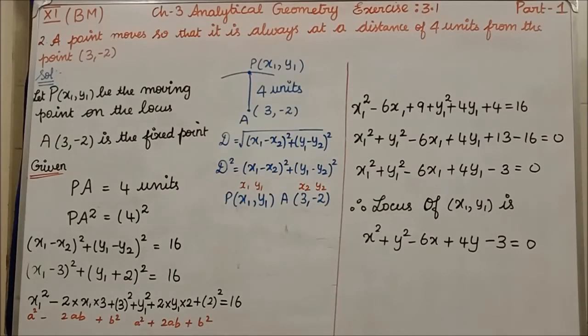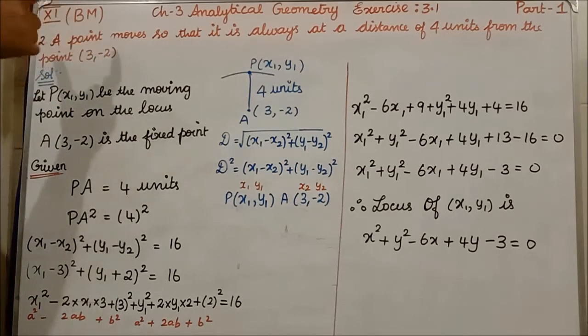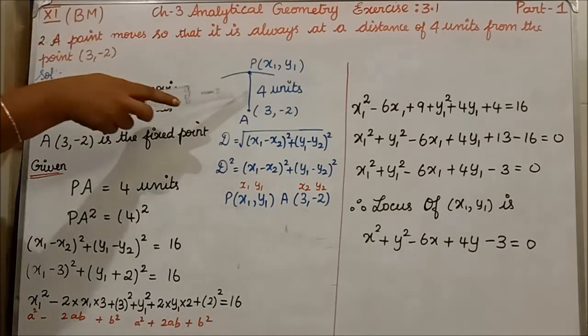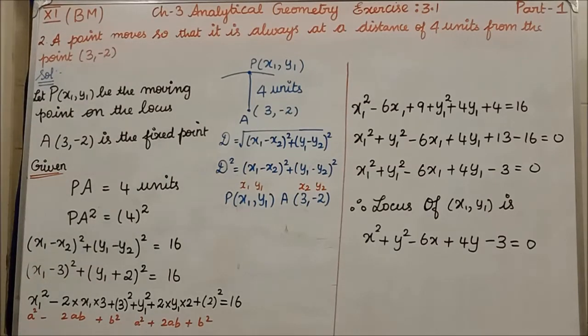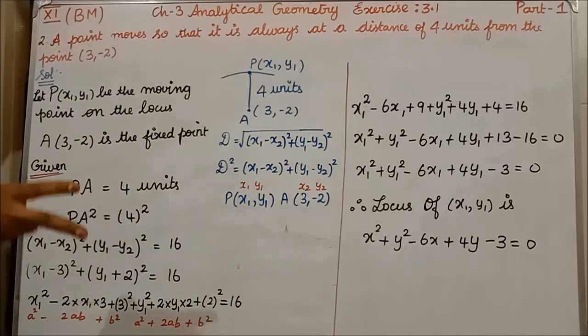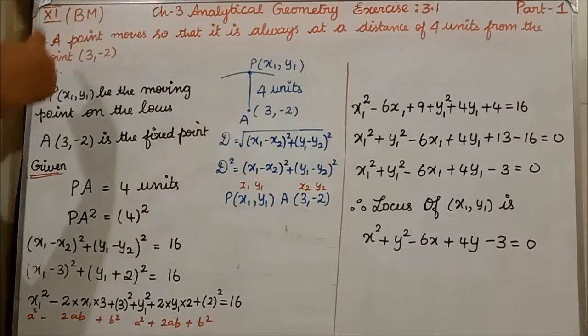Second question: a point moves so that it is always at a distance of 4 units from the point 3 comma minus 2. Okay, now what they are saying is, one point is moving and they have given another point. Then the distance between the 2 points they have given us is 4 units. Clear? In the starting introduction part itself, I told you for the circle, so drawing a circle with locus, what concept I told you? You have to keep one fixed point and one fixed distance. I told you, isn't it? So both the things they have given here.